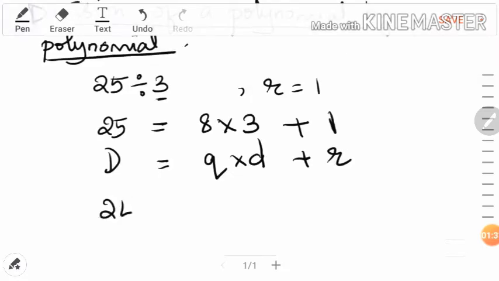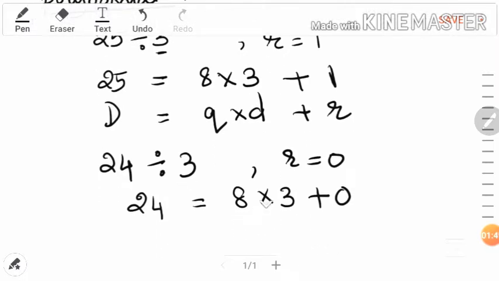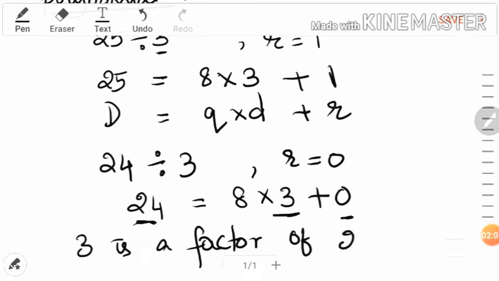If we divide 24 by 3, then we know that the remainder is 0. This can be written as 24 equal to 8 times 3 plus 0. Then we can say that 3 divides 24 completely because the remainder is 0. In other words, 3 is a factor of 24.